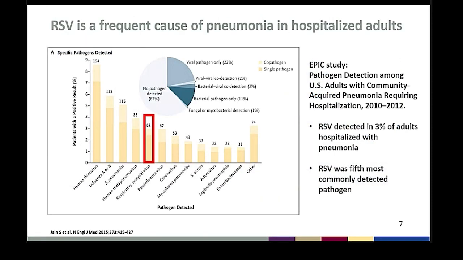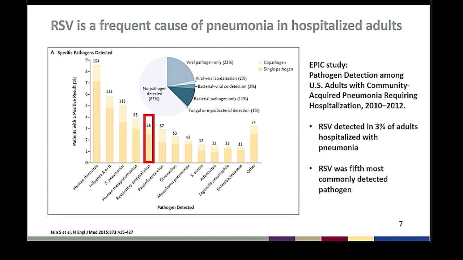RSV is a frequent cause of pneumonia in hospitalized adults. This was shown in one large study, the Etiology of Pneumonia in the Community Study, or EPIC study, which was a multi-center study of patients hospitalized with a community-acquired pneumonia. For patients who met study criteria, extensive testing for multiple pathogens was undertaken. The study found that RSV, highlighted in the red box, is a leading cause of community-acquired pneumonia.